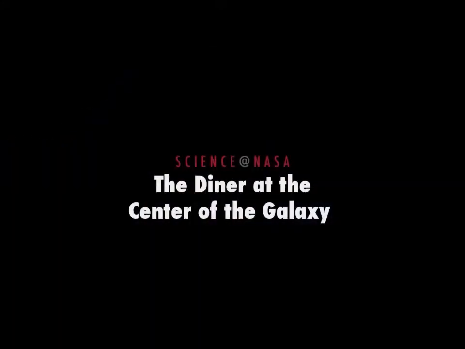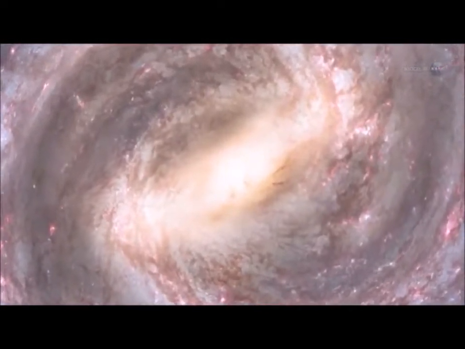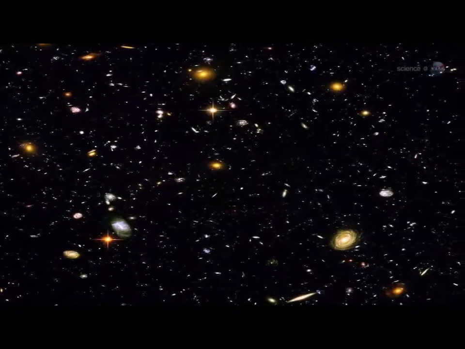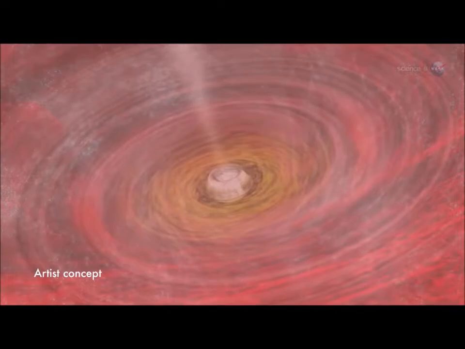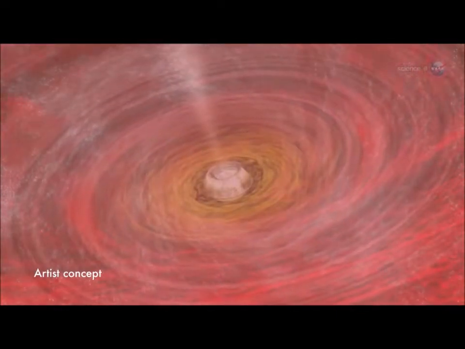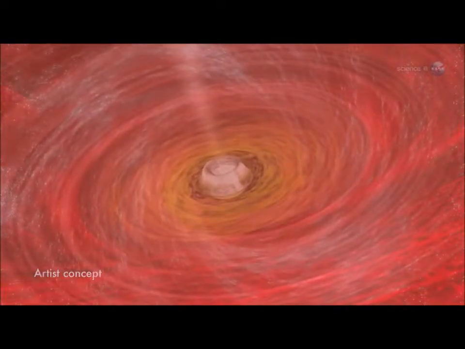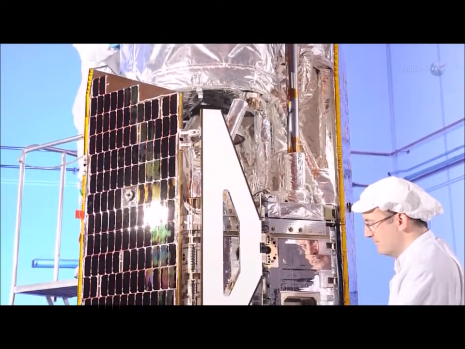The Diner at the Center of the Galaxy, presented by Science at NASA. Deep in the heart of the spiral Milky Way galaxy, a hot vortex of matter swirls around a black hole more than a million times as massive as the Sun. Many galaxies, perhaps all, contain such a monster in the middle. These supermassive black holes sustain themselves by swallowing stars, planets, asteroids, comets, and clouds of gas that wander by the crowded galactic core.